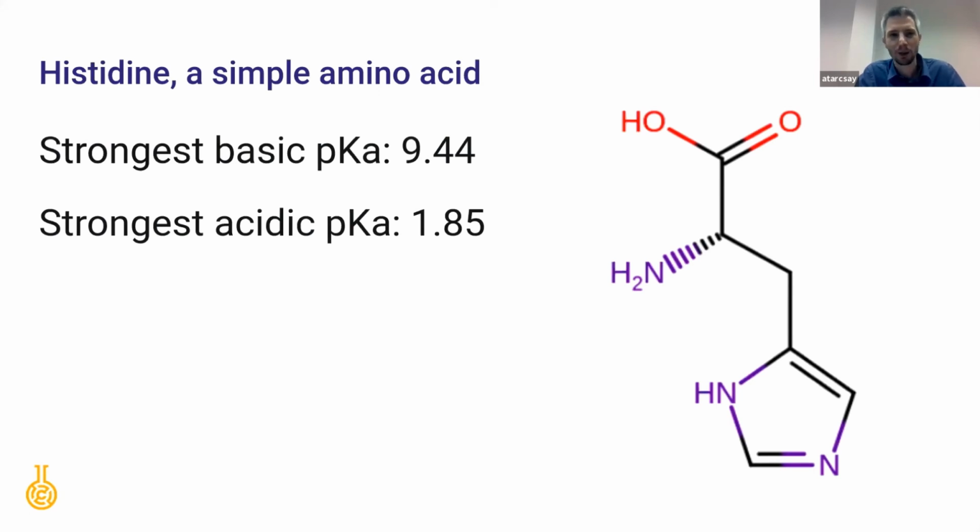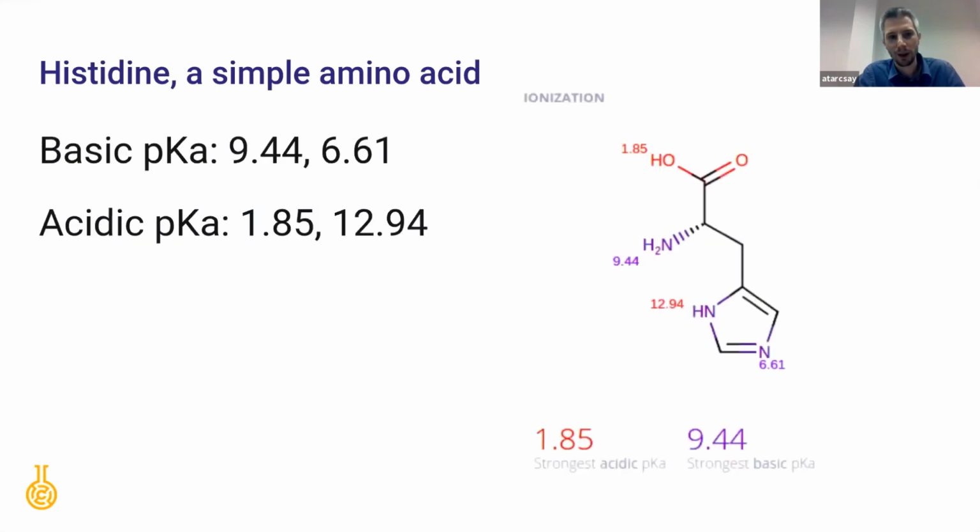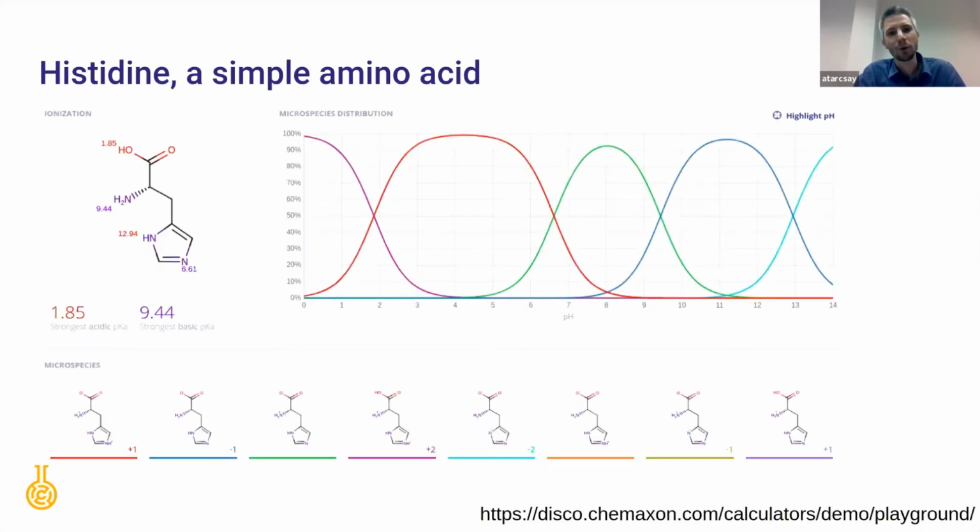And if you think just about a simple amino acid like histidine, the strongest pKa values are one basic and the other acidic. But there are two additional ionizable moieties in the system. So if you plot the calculated microspecies distribution for this simple molecule, you will see that there is a constant change in the microspecies that can bind to the protein target.